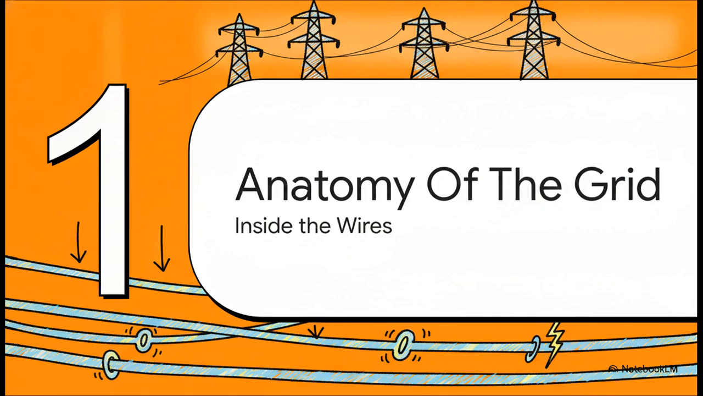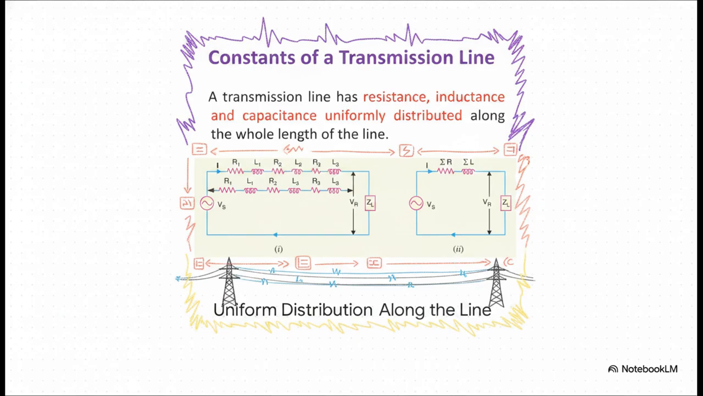All right, Section 1, Anatomy of the Grid. Let's shift our focus away from those giant towers dominating the landscape and zoom right in on the actual physical lines carrying the current. You see, when engineers look at a transmission line, they absolutely do not just see a simple, empty pipe for electricity. Not at all. A transmission line actually has specific electrical parameters, which are resistance, inductance, and capacitance, and these are uniformly distributed along its entire length. So no matter how ridiculously long that wire is, these forces are constantly at play, spread completely evenly from one tower to the very next.